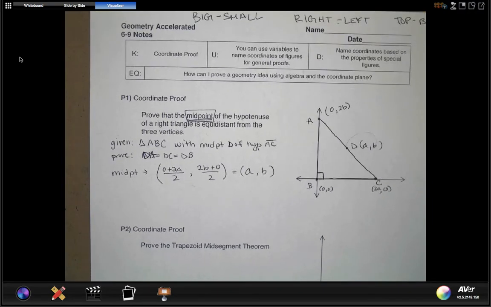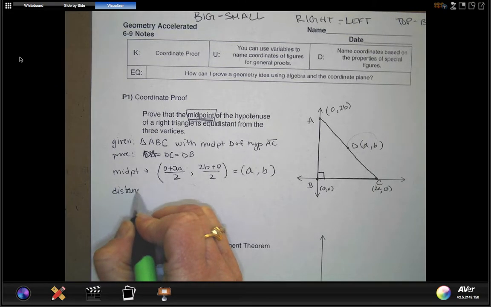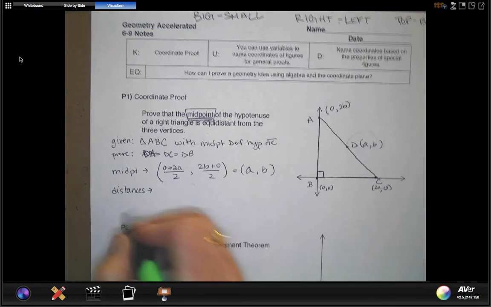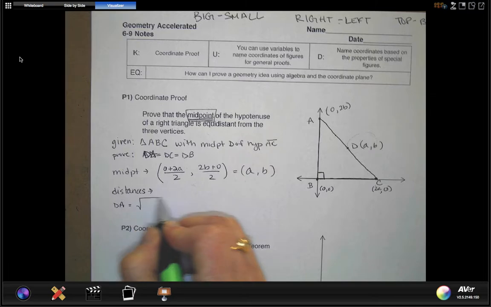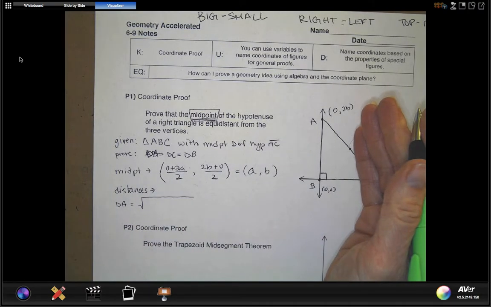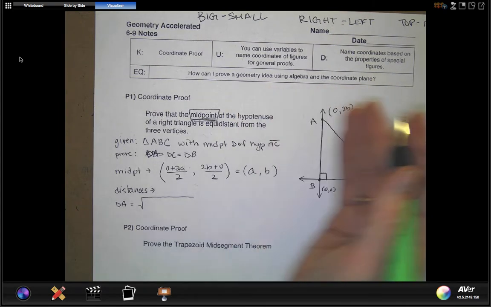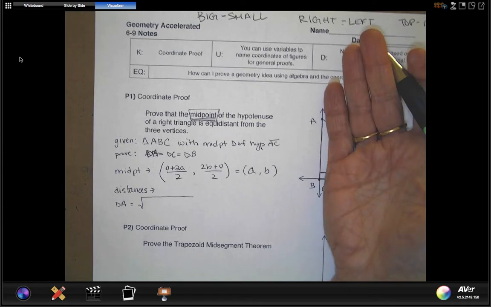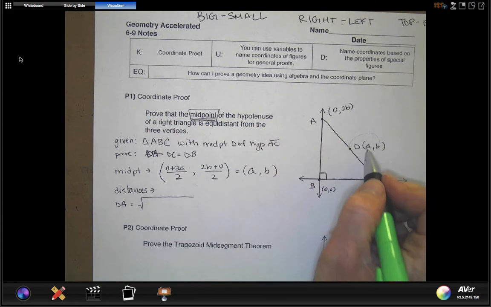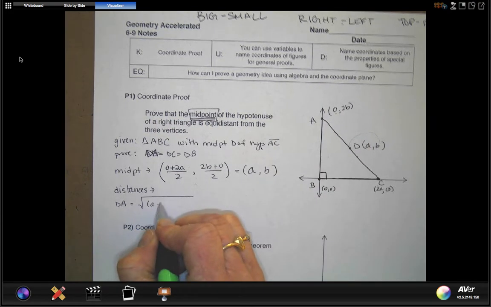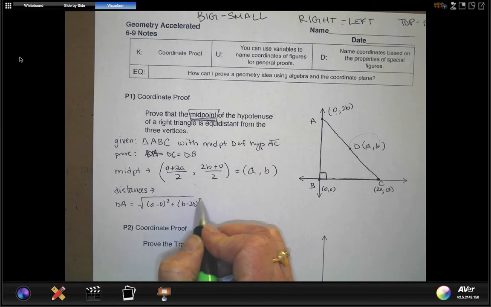So now what I want to do is find the distances. So to find the distances, again, I'm going to do DA. And this is what I was telling you. When you use that distance formula, always do the rightmost one minus the left. You want that to be your first rule. And then if I was trying to find the distance of AB, which I'm not, then you would do top minus bottom. But just do the rightmost one minus the leftmost one. So I'm going to do a minus 0 squared plus b minus 2b squared.